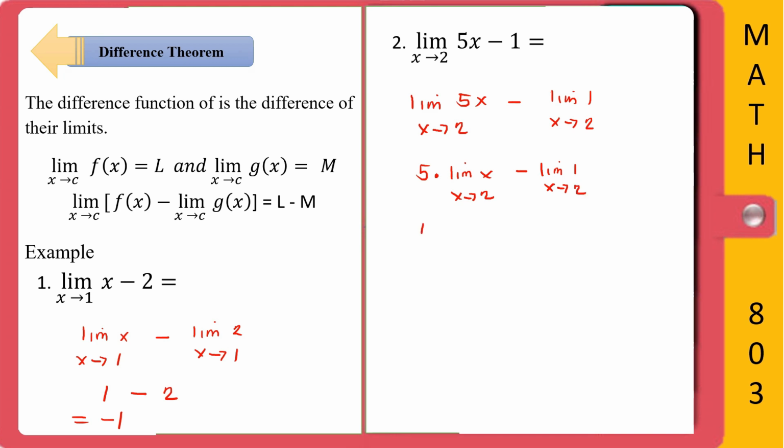So we need to bring down 5 multiplied by the limit of x as x approaches 2. Since this is an example of the identity theorem, we need to substitute the value of c, which is 2. And we have a constant here, where the value of k is 1. So we have minus 1. Applying the order of operations, we have 5 times 2 is 10, minus 1. So the final answer will be 9.